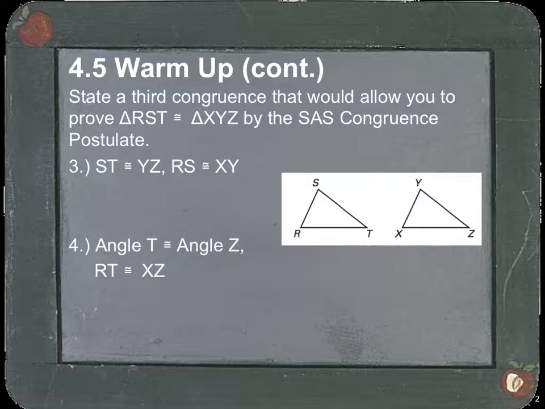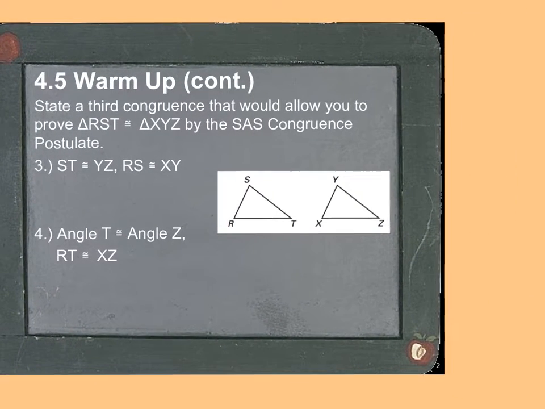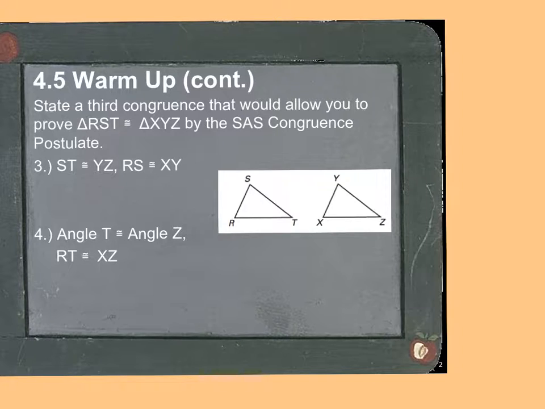Okay, so yesterday we talked about 2 new shortcuts to proving that triangles are congruent. What are the 3 shortcuts we know as of now? Side, side, side. Side, angle, side, and hypotenuse, leg. Okay. So this one says state a third congruence that would allow you to prove triangle RST is congruent to XYZ by side, angle, side congruence.